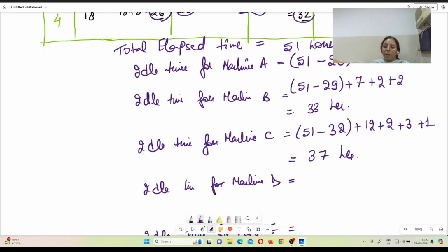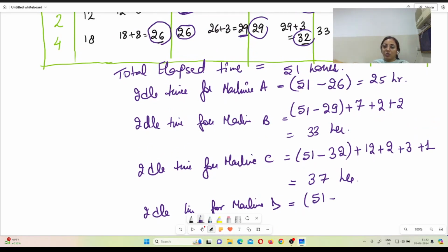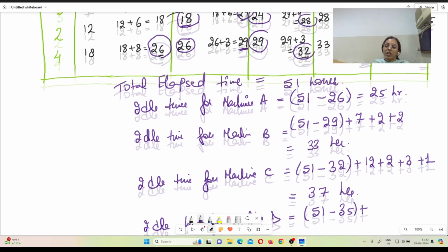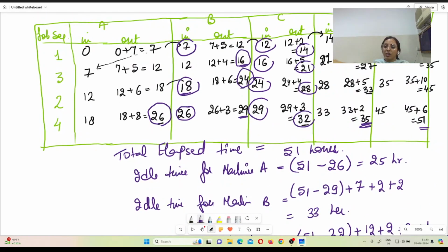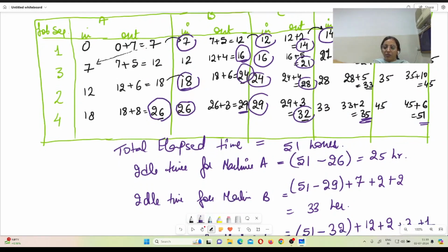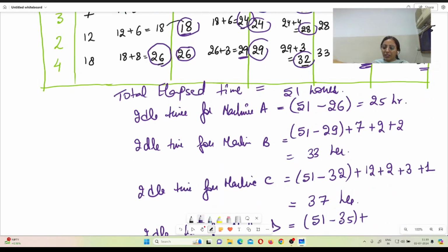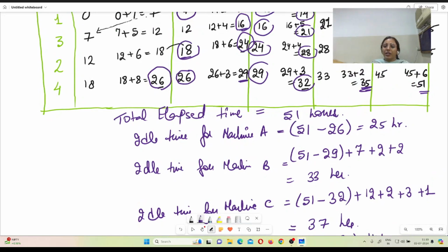Now coming to machine B, the same process. 51 is the total elapsed time, and machine D, the second last machine, idle time is 35. So 51 minus 35 hours, that is the ending point. But we will start from the initial stage. What we find out, yes, machine D waits for 14, right? So we add 14 first of all, and then check the next values in the same process, like for job 3. Yes, check it.